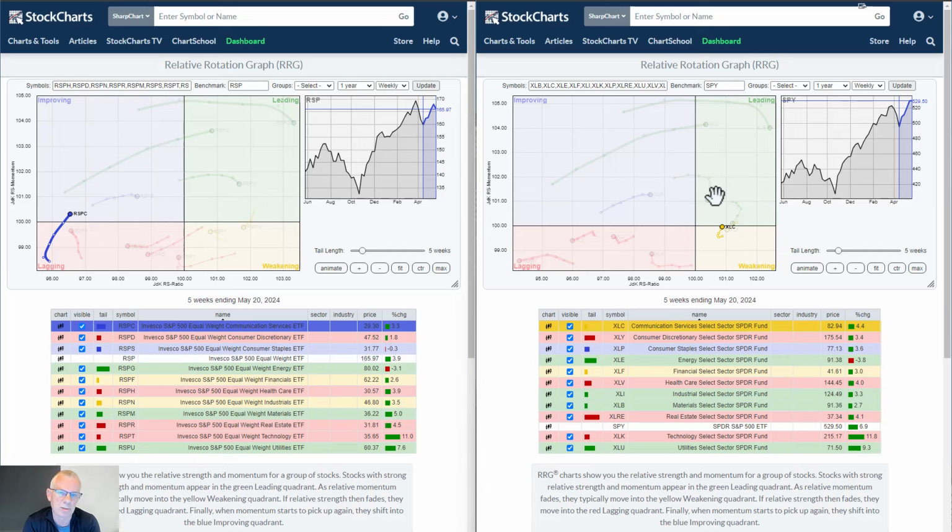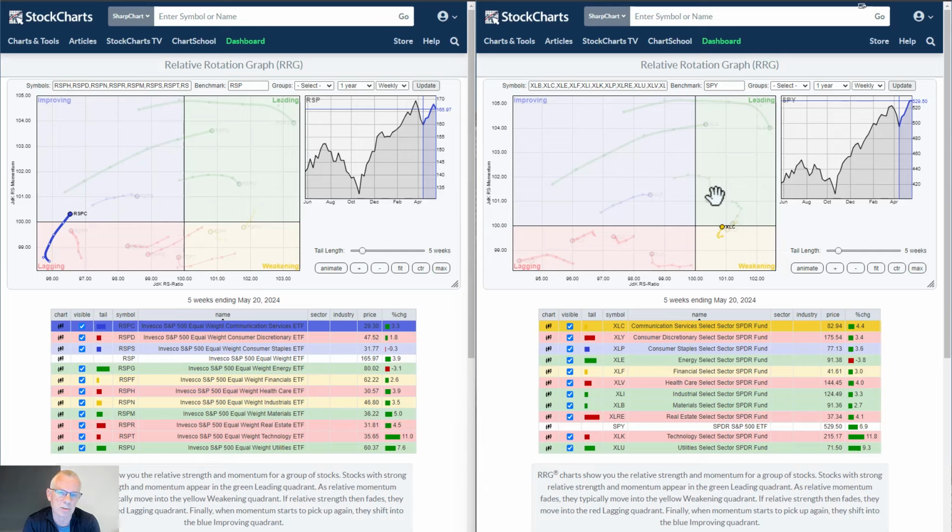So quite a sharp hook the last few weeks, pushing back into the weakening quadrant at a negative heading. So XLF is definitely at a negative heading. RSPF, not so much anymore. It's not in that 180 to 270 degrees. It's probably at like 270 exactly. Anyway, XLF rapidly declining and RSPF kind of in the same boat. I would say that RSPF is slightly better than XLF.